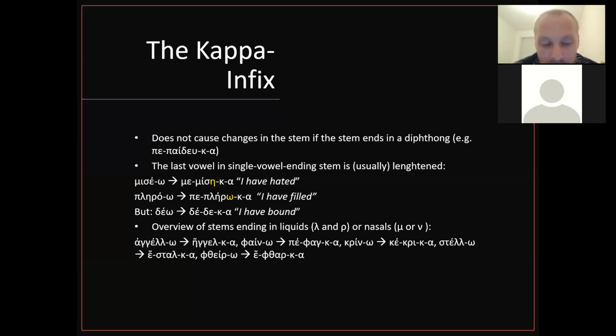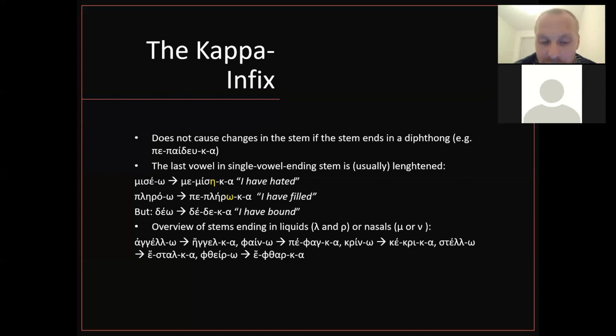Thus, angello, I report, becomes engelka. So no changes here in the stem ending consonant, while phaino, I show, becomes pephanka, with the stem ending nu changing to a gamma, and the stem beginning phi reduplicated as a p. Whereas krino, I judge, becomes kekrika. So here the final nu disappears as it meets the Kappa Infix in the active perfect form.